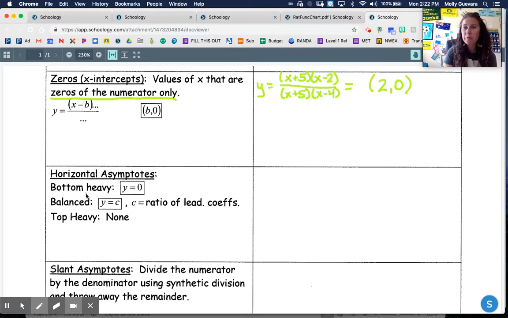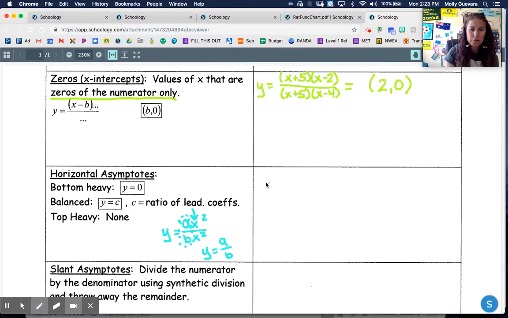Horizontal asymptotes, we have 3 options. If the equation is bottom heavy, it's going to be y equals 0. If the equation is balanced, then you take the coefficients of the top and the bottom, and you make it a fraction. And then if it's top heavy, it's none. So what I mean here is if I have like y is equal to ax squared over bx squared, because this is balanced, I'm going to take the leading coefficients, and the equation is just going to be y is equal to a over b.